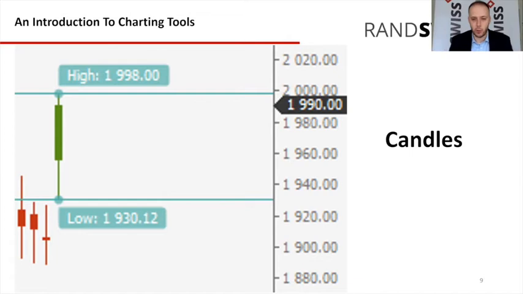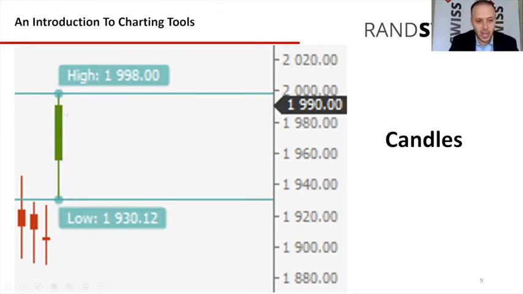If you want to compress all of that time, the 1-day time frame, you can compress all of that into a single candle, and it's going to give you the four most important pieces of information on one candle. Two of them are obviously labeled on here. You've got the high, which is the top of the wick, here is 1,998, and you've got the low for the day, which is 1,930. And if this was a JSE stock, 12 cents.